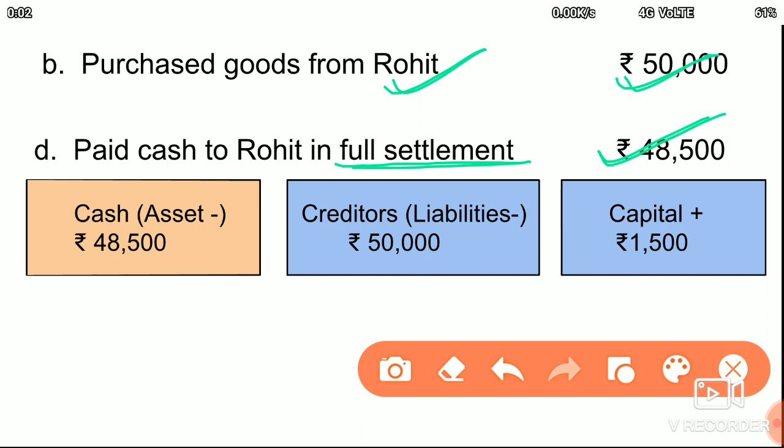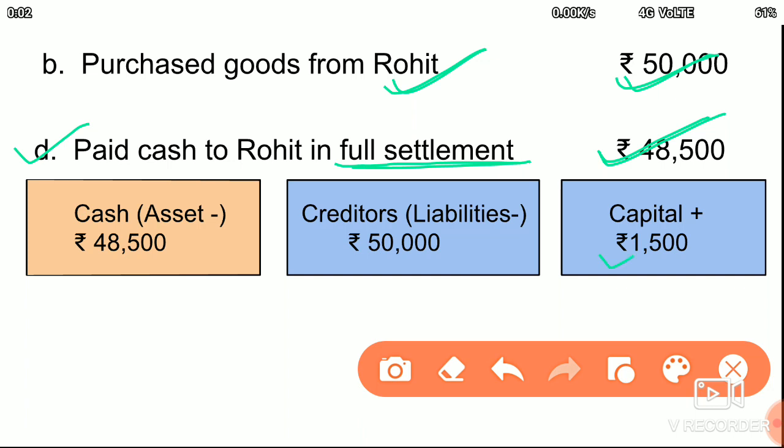That means the business does not have to pay 1,500 to Rohit because the account is settled. So there is no balance left for payment to Rohit. So if we look at number D, the account that will get affected here is the cash discount given by Rohit to the business. And the discount is 1,500, which is a gain or a benefit for the business.